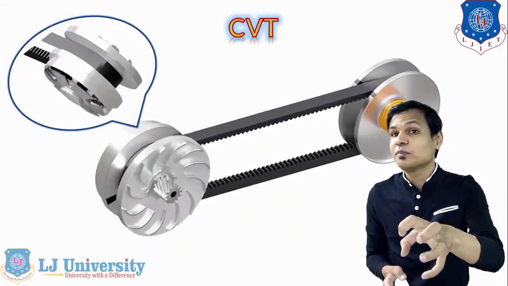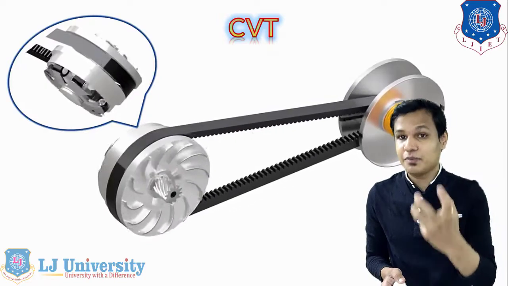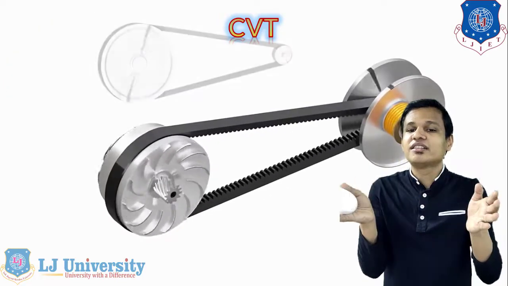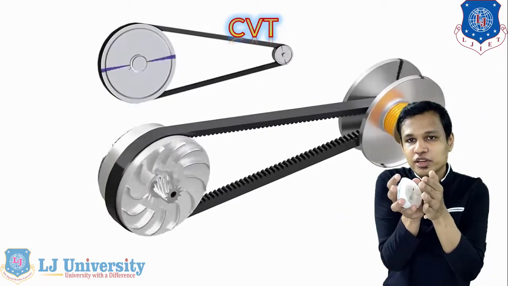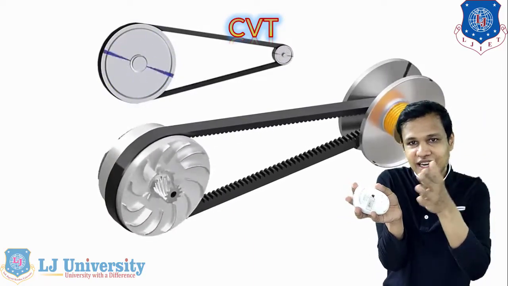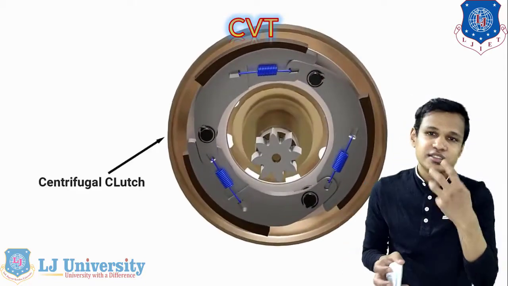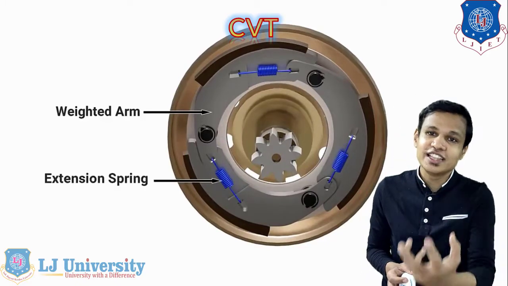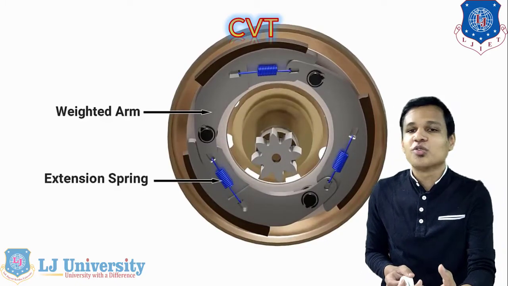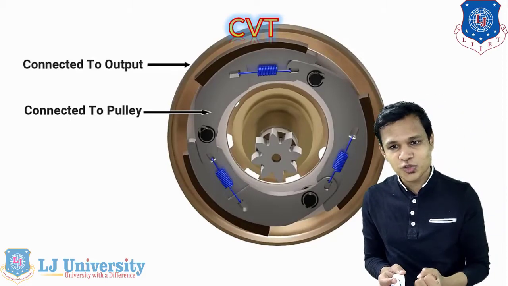Whenever the driving pulley is connected with the engine, the speed increases, the RPM of the engine increases, and this is how the diameter of the pulley increases. The conical pulley goes outside, which is connected with the variator, and the diameter increases. And the centrifugal clutch that we already discussed is also used with the component of the CVT. Also, this works on the centrifugal force.